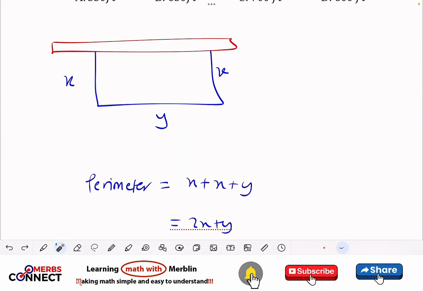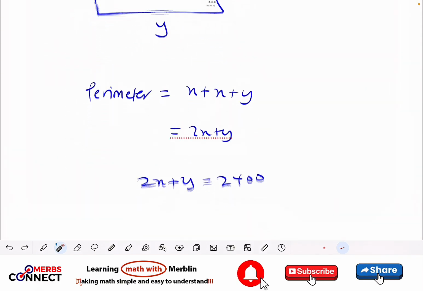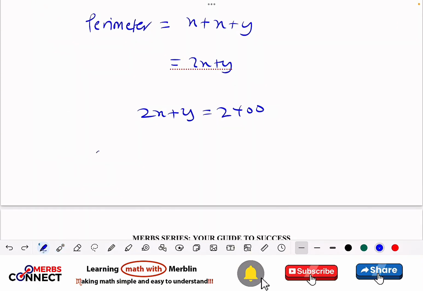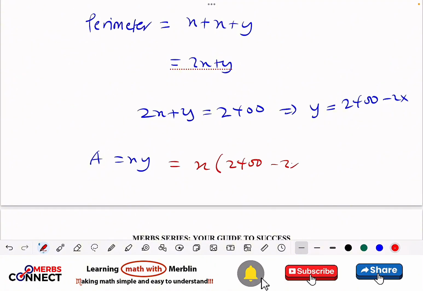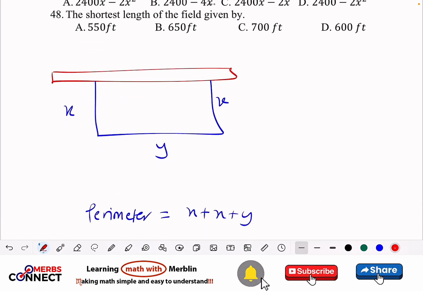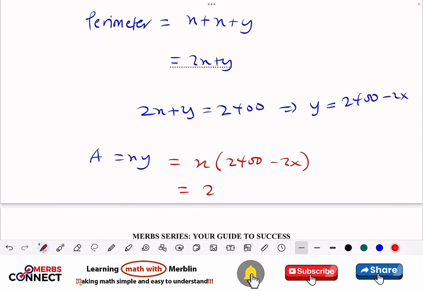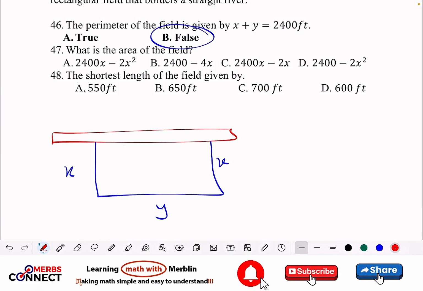So for us to find the area, we know that the area of a rectangle is going to be xy, like this. But here we can make y the subject and have y is equal to 2400 minus 2x. So we can put it in here and have x times this minus 2x here. So that's basically what we can do here. And let's multiply it through and see: 2400x minus 2x squared. So let's see if we have something like that there. Yes. So something like this is here. Good.